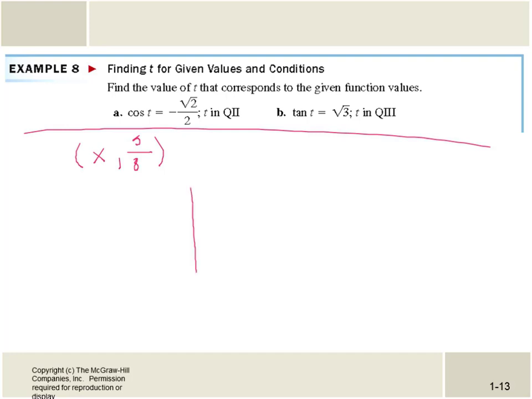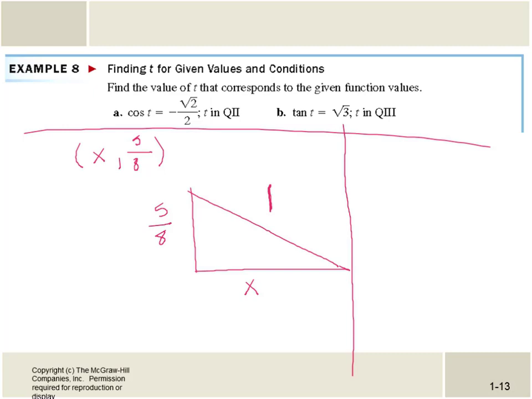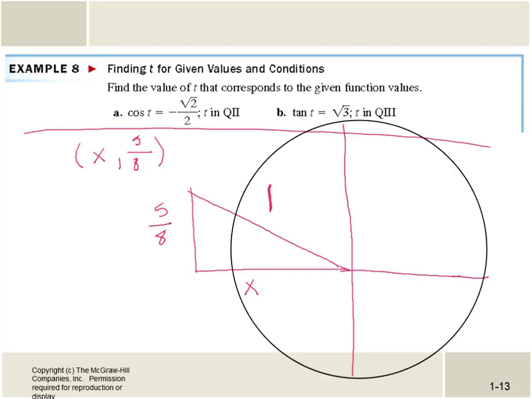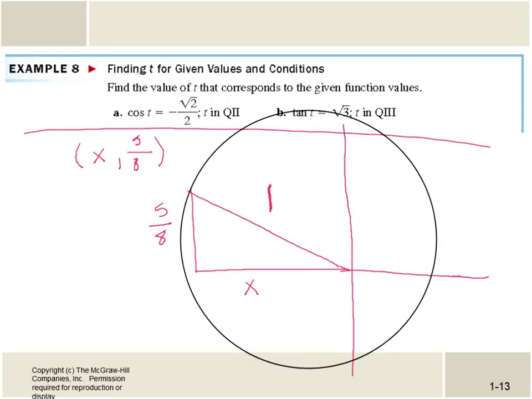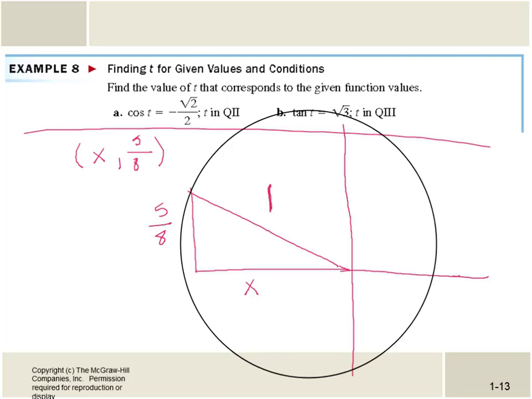Remember, anything on the circle can be created as a triangle. Exactly, Louis. So we have x, we have 5/8, and we know the radius is always 1, which is the same as the hypotenuse, right? Does everybody understand what I'm saying? That works as long as you know the radius. The radius is always 1 on a unit circle. That's the nice thing about a unit circle. That's what the unit circle means.